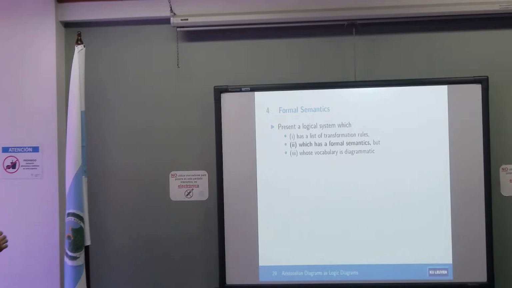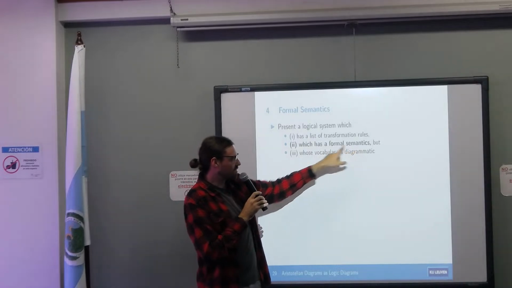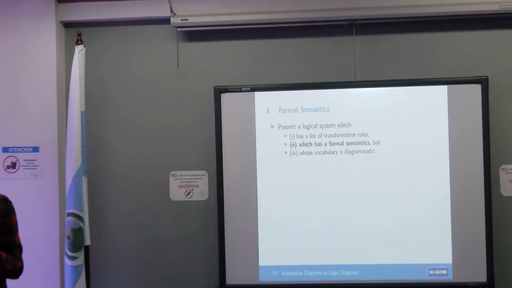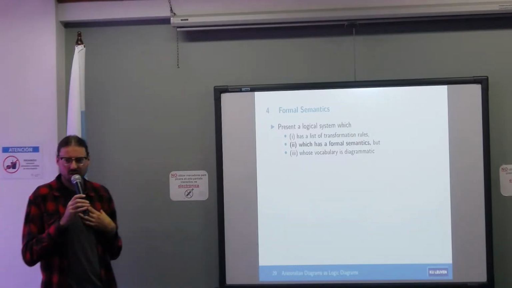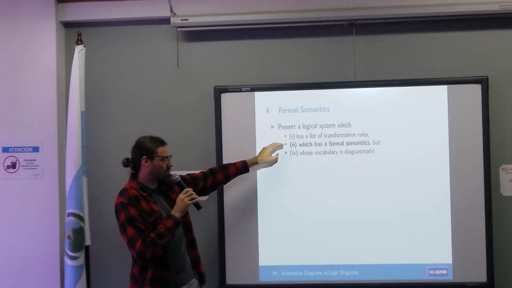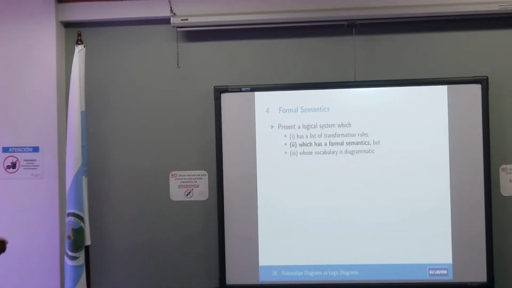So to go back to the definition of logic diagrams, we have presented a logical system, which, as we have seen in this section, has a form of semantics. So we have all three of the requirements of a logic diagram. So Aristotelian diagrams, according to Lee, are logic diagrams. We can give this logical system, which has a list of transformation rules, has a form of semantics, and has a diagrammatic vocabulary. So I would say that the people in this tradition of logic diagrams are wrong to discount Aristotelian diagrams, wrong to discount this kind of opposition as a real logic diagram. I think it is a real logic diagram.